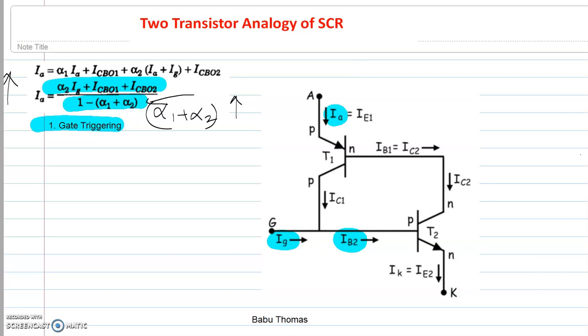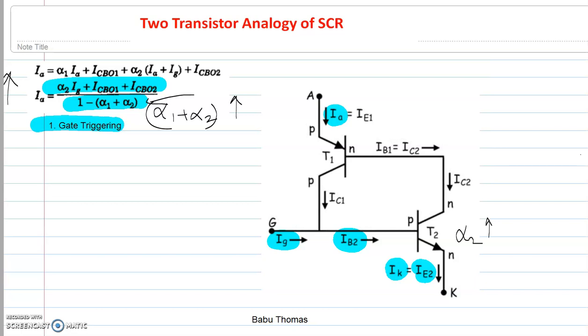Now when this transistor is getting turned on, it results in the establishment of the cathode current IK. That means the emitter current is established in the system. When an emitter current is established, the current gain of transistor T2, that is alpha 2, starts increasing, and the base current IB2 causes the existence of collector current IC2.